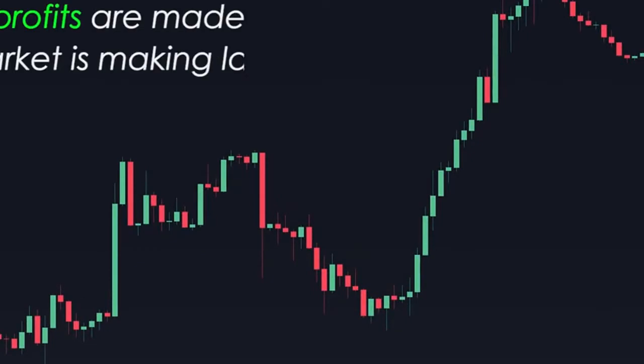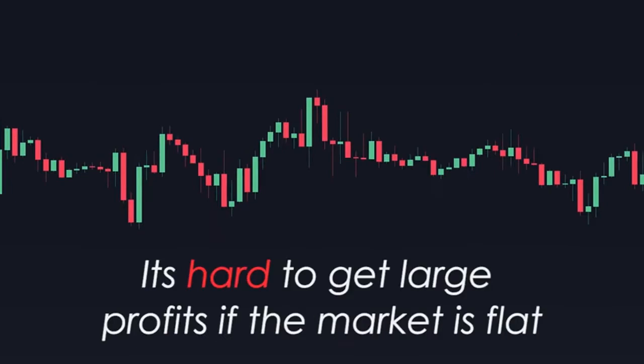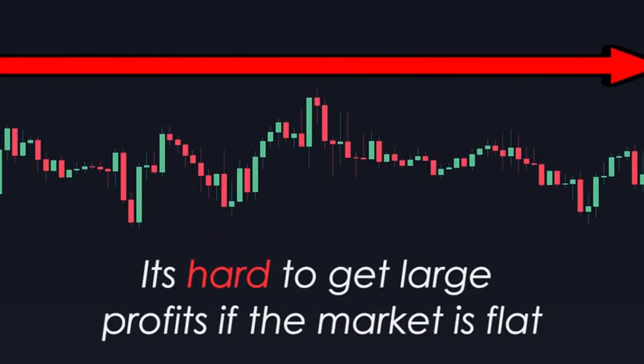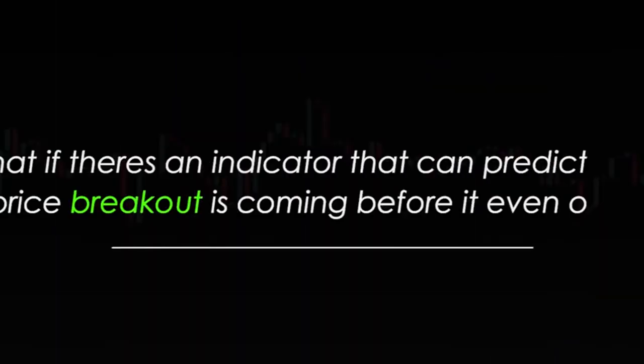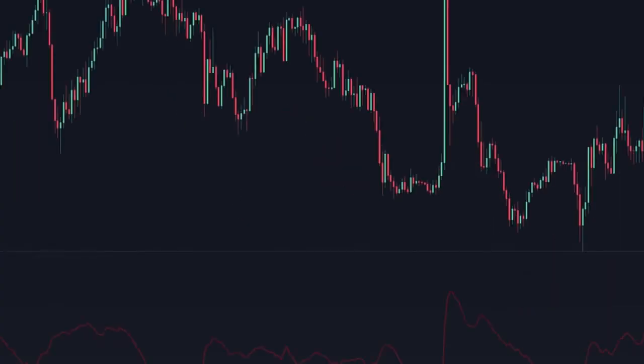When trading, the large profits are made when the market is making large breakout moves. It's hard to get large profits if the market is flat. So, what if there's an indicator that can actually predict exactly when a price breakout is coming before it even occurs? Well, that indicator is the ATR. If you are not using the ATR indicator as part of your trading strategy, then you are missing a gold mine. It's literally the best indicator.